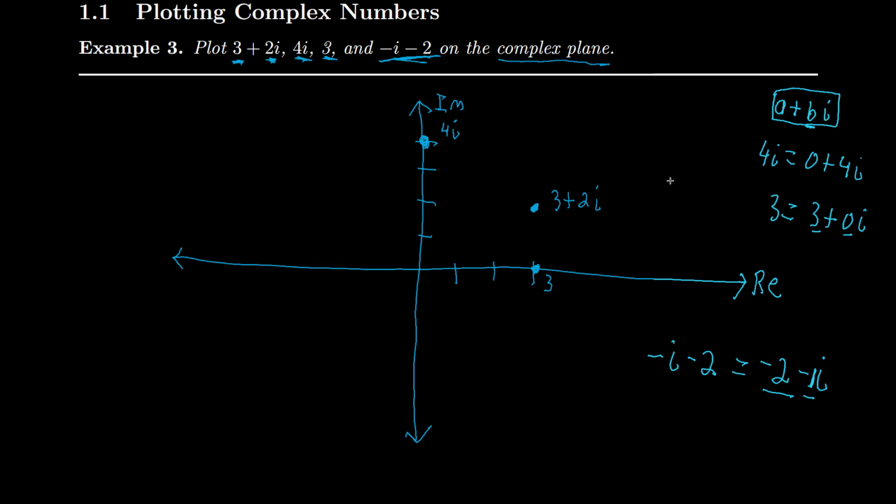You need to put this in order. The real part goes first, then the imaginary part, not the other way around. So let's plot the point negative 2, negative 1 and be done with this. Negative 2, negative 1, right there. Here is the point negative i minus 2, or negative 2 minus i if you prefer. That's it. That's all that there is to plotting complex numbers. If you understand how to do this, you're good to go.